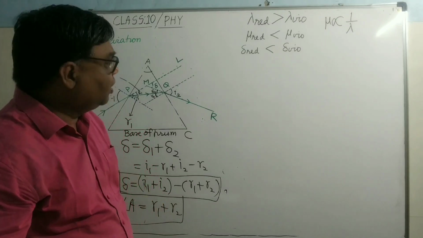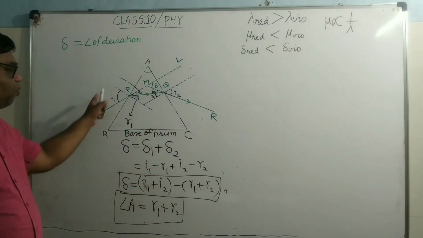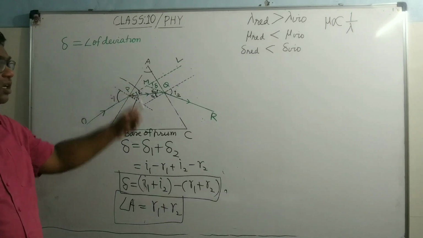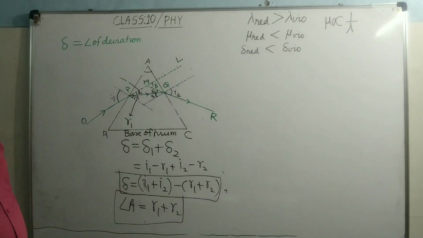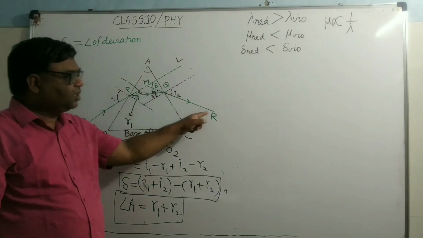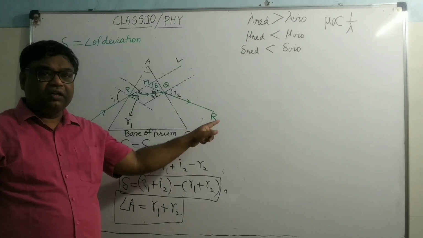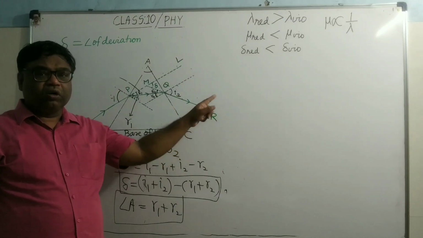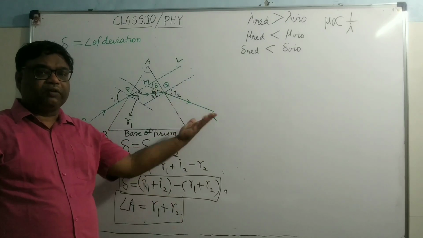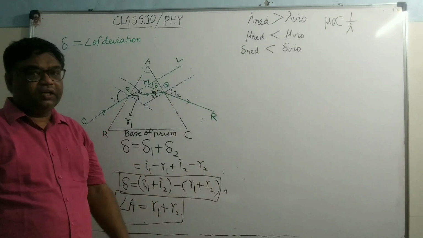Suppose it is polychromatic light, the white light. As we know, white light is the composition of 7 prominent colors. So if this is white light, then the emergent rays will be of different colors. It's clear? VIBGYOR, one is violet, one is indigo. Which will deviate most? Violet will deviate most and red will deviate least.